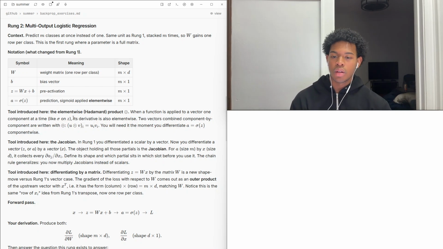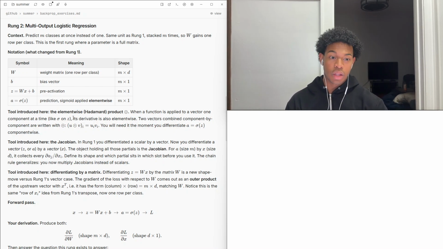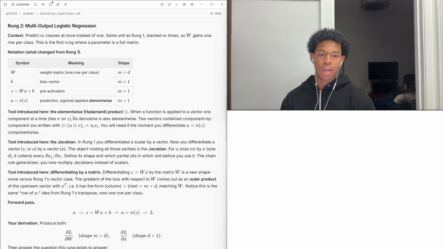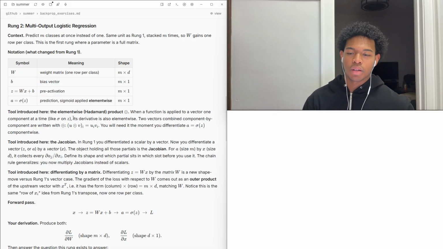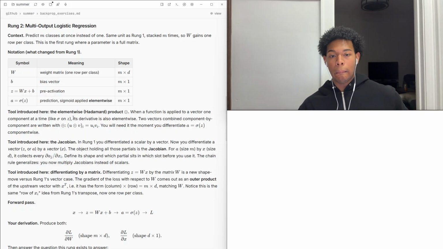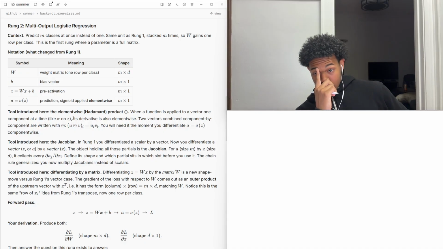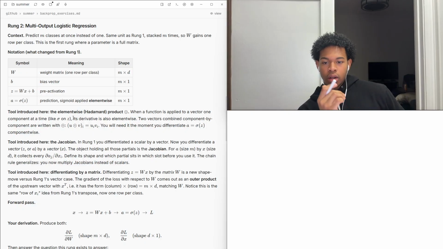Oh, it's doing the dot product without doing the addition. You're combining it element by element. Dot product is element by element, but we're not summing. Oh, okay. Another tool. We're already at the Jacobian. That's crazy. And run, you differentiated a scalar by a vector.